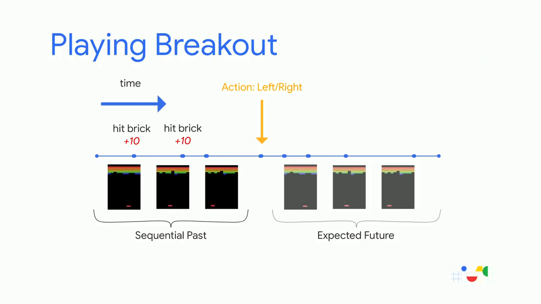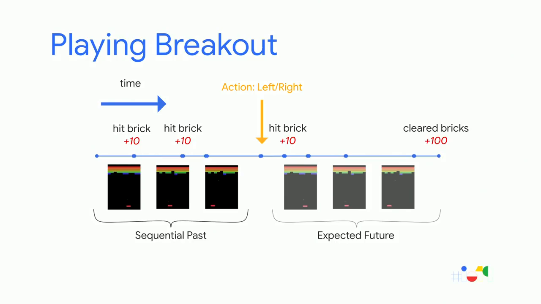But that one we don't easily know. We don't know what's going to happen in the future. Instead, what we are going to do is try to estimate: if I move to the right, maybe the ball will drop. It's more likely that the ball drops because I'm moving in the opposite direction to where the ball is going. And if I move to the left, on the contrary, I'm going to hit the ball, hit some bricks, and get closer to clearing all the bricks.